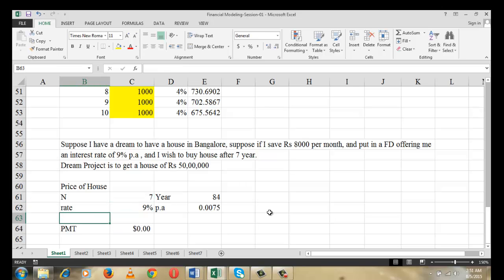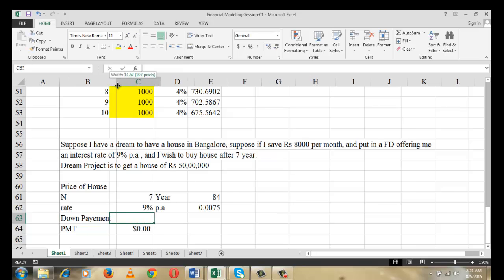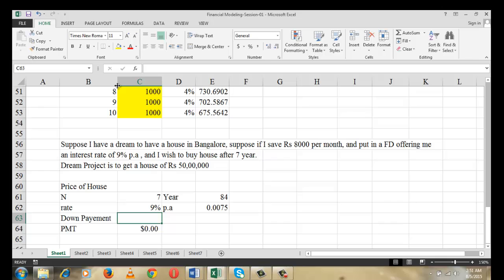Fine. And suppose I wait for some more time and make a down payment. Because 42,000 every month will not make any sense, suppose I am ready to make a down payment of around 5 lakh rupees. I'm ready to make a down payment of 1, 2, 3, 4, 5. Fine.